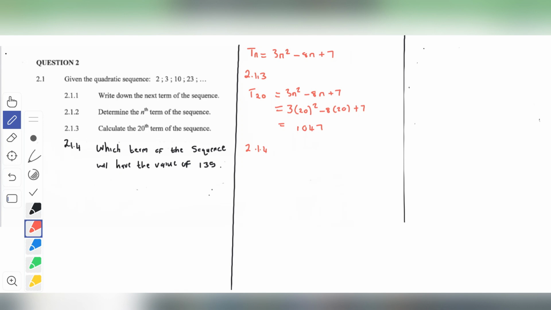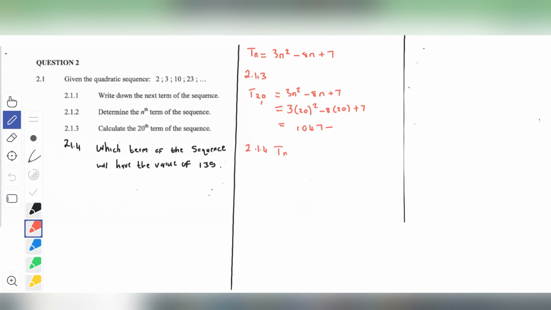2.1.4, this is what people confuse with 2.1.3. 2.1.4 says which term of the sequence will have the value of 135. So in simpler terms, let's go to 2.1.3. The value of the sequence there is 1047, and the term is 20, right? Can you see? So now 2.1.4 says which term of the sequence will have the value of 135.